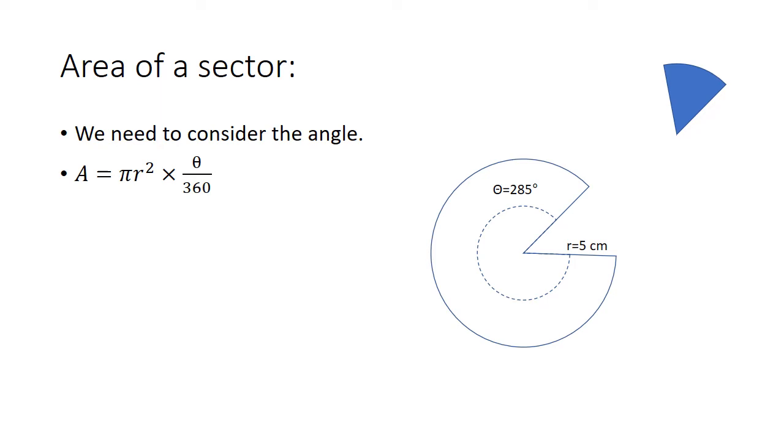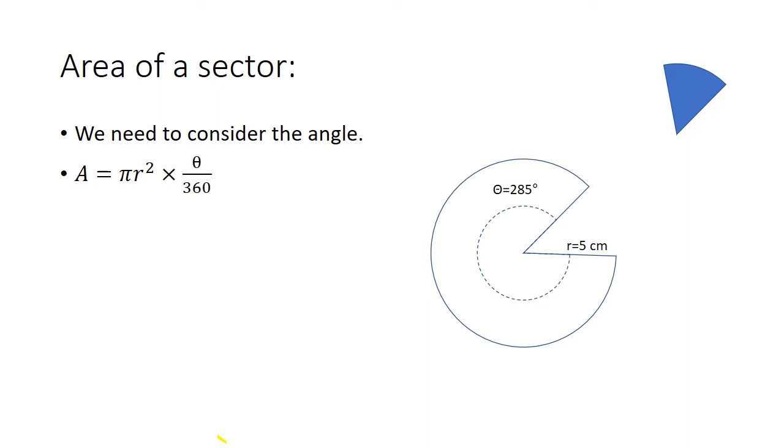Area of a sector is relatively easy as well, because all we've got to think about is how much of a circle do we have. Now again, if it's a right angle or a semicircle or something like that, where we can easily go, yes, that's a quarter of a circle, or yes, that's half a circle, then it's pretty easy to work out.